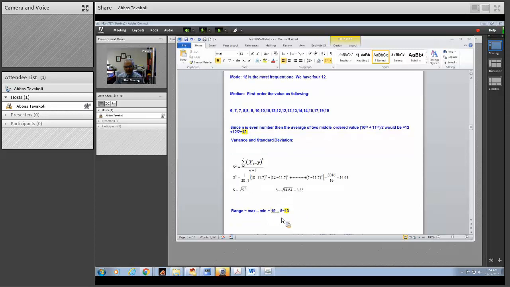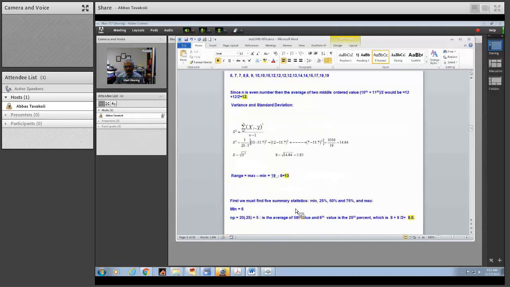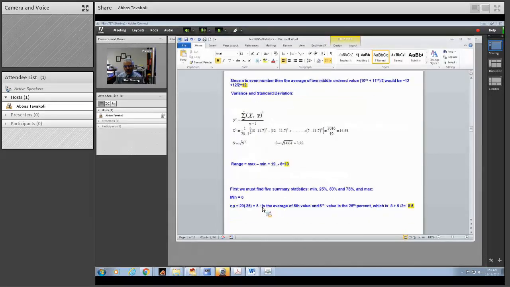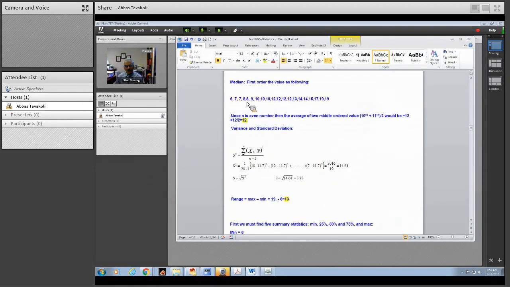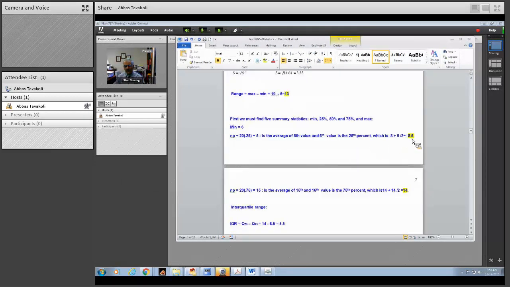The range is the maximum minus the minimum. 19 minus 6 is 13, your range. Now, finding the 25th, 50th and 75th percentiles, the minimum we know is 6. You use n times p, 20 times 0.25 is 5. Because it's a round number, you take the average of the fifth and sixth values. The fifth and sixth values in your order are 8 and 9. The average of those is 8.5. That is your 25th percentile.